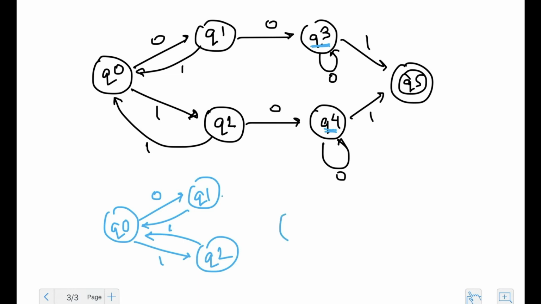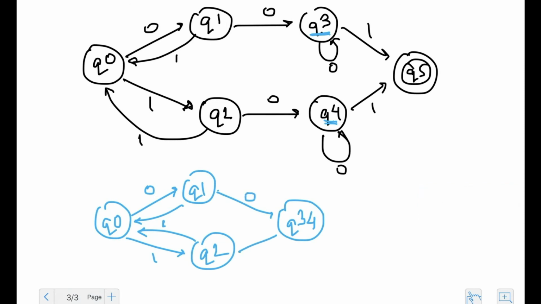And now I have a state which I call Q3,4, and I go on a 0 from both Q1 and Q2 to Q3,4, and now from Q3,4 I retain state on a 0, and on 1 I go to my final state Q5. I hope the self loop is intuitive enough: here I have these two self loops on 0, and here I have a single self loop on Q3,4 which just goes to Q3,4. So this is also a valid minimization.